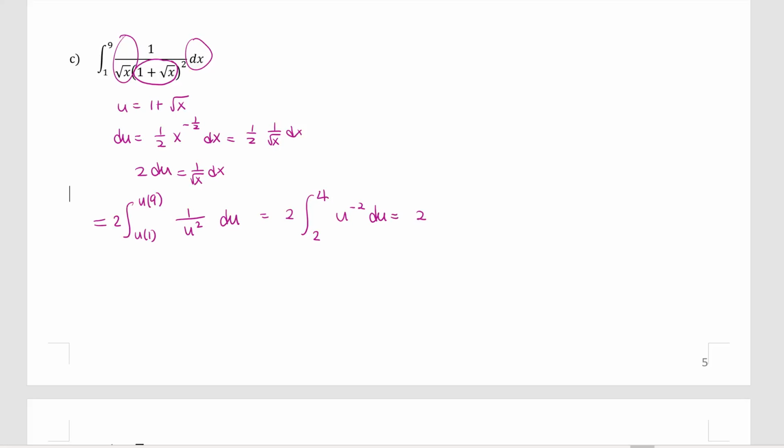Oh, what is that? Integral of u to the negative 2 is u to the negative 1 divided by negative 1. So it's the same as multiplied by negative 1. Evaluate from 2 to 4. So let's rewrite this. That's the same as 2 over u, plug in 2 to 4. So we plug in 4 first. Minus negative becomes plus. We plug in 2. Oh, that's minus 1/2 plus 1. The answer is 1/2. Do you have the same answer?